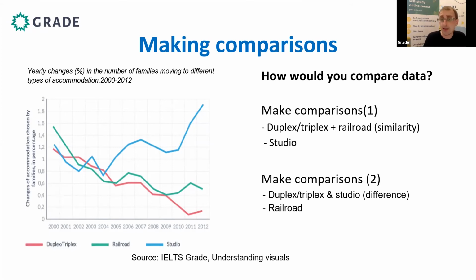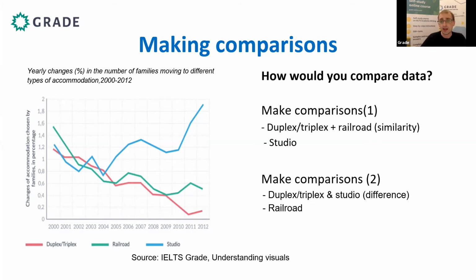This is one of the ways actually to show comparison. So comparison by trends or by kinds of trends. Another way to do it is actually to use some language which shows this similarity or difference. So for example, when describing this line graph, we can say that the trends for duplex, triplex, and railroad types of accommodations were similar throughout the whole period, right? So we use the word similar.